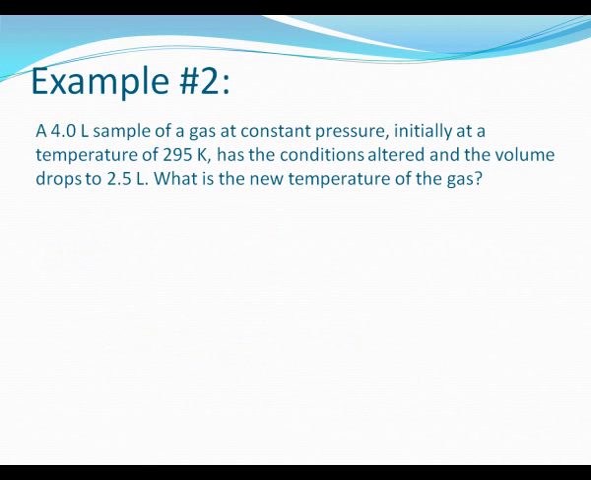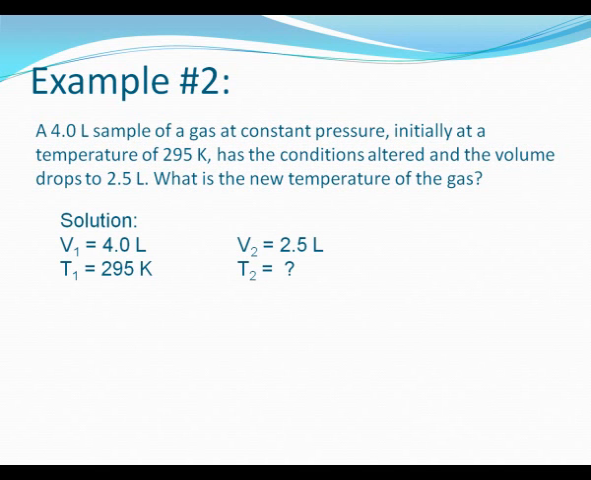Similar example, here we have 4 liters. Now, this time the temperature is still 295, but the conditions are altered and the volume drops from 4 to 2.5 liters. Again, what's the new temperature? Initial volume is 4 liters, final volume will be 2.5. Initial temperature is 295 Kelvin, and T2, the final temperature, is our unknown. So again, this time, we're going to have a conversion factor involving the volumes. But now we know that the volume has dropped, so we're going to want a bottom-heavy fraction with the 2.5 liters on top, the 4 liters on the bottom, and we end up with 184 Kelvin.